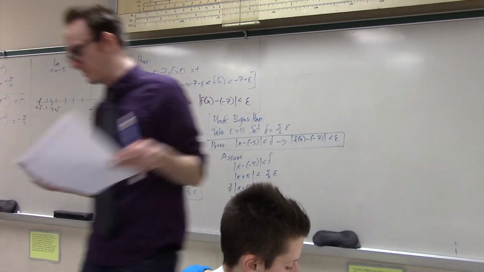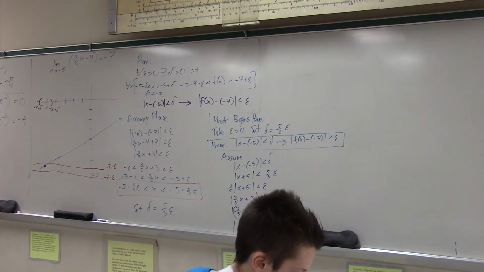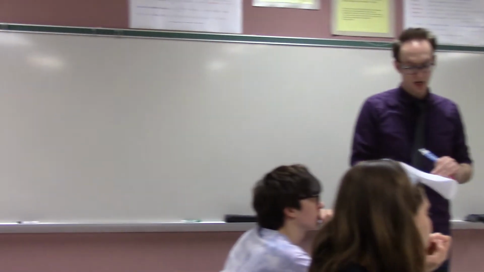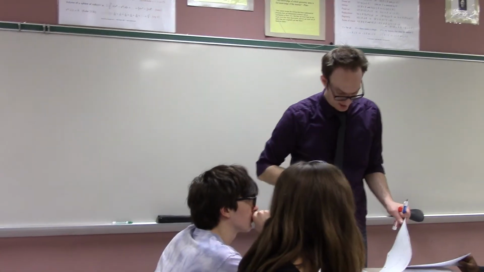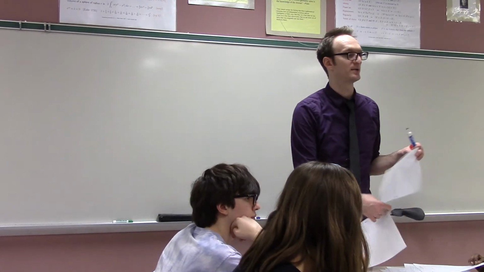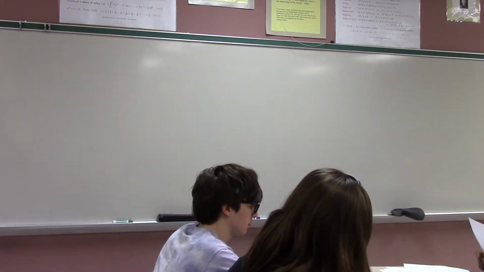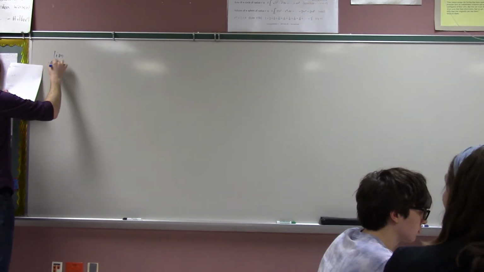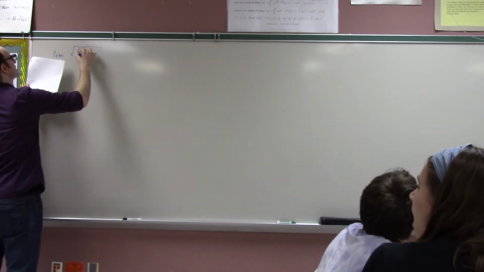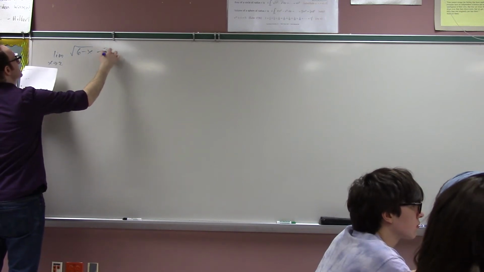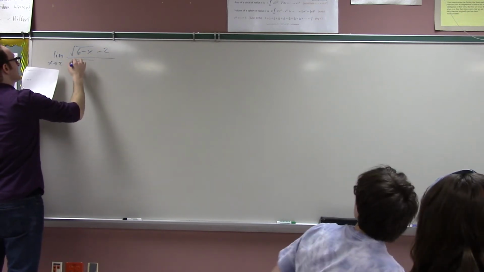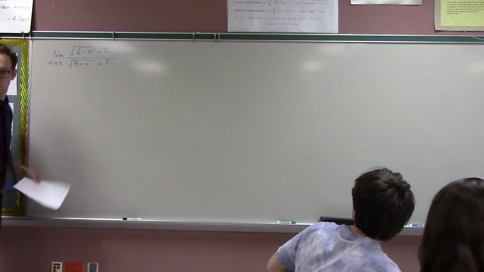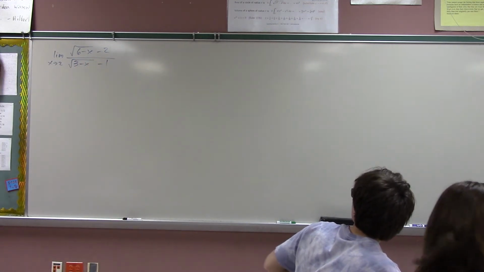Let's do one more problem on this review packet, then call it a day. What should we do? Number 14? Yeah, I want to do 14. Okay. 14: the limit as x goes to 2 of root 6 minus x minus 2 over root 3 minus x minus 1. All right, raise your hand if you got this problem.